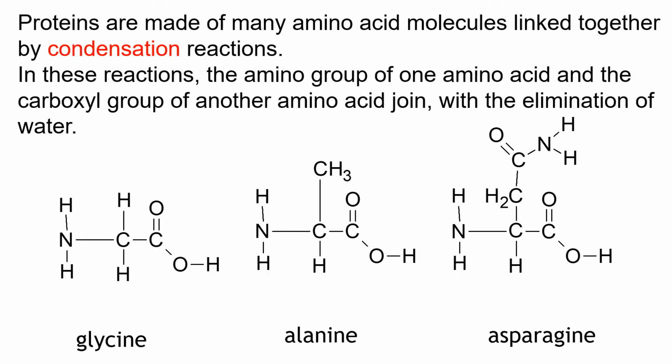Proteins can be considered to be polymers made up of many amino acid monomers linked together by condensation reactions. In these reactions, the amino group of one amino acid and the carboxyl group of another amino acid join with the elimination of water. So if we circle a molecule of water between 2 amino acids, so if I take the hydrogen from the amino group and the OH from the carboxyl group of another amino acid and do the same between the other 2 amino acids, we can release our 2 molecules of water.